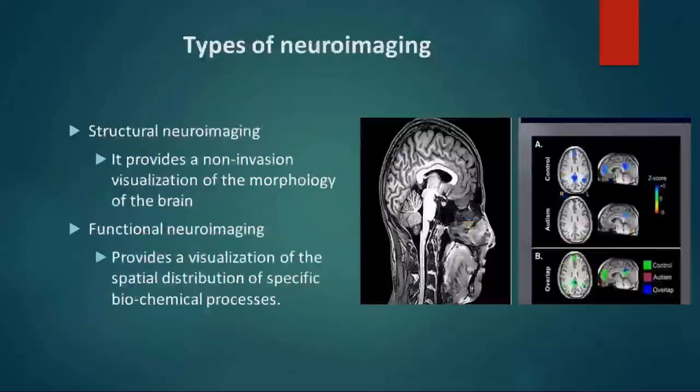So we'll have a look at the types of neuroimaging. We have two main types of neuroimaging: structural neuroimaging and functional neuroimaging. Just as their name implies, structural neuroimaging helps to provide a non-invasive visualization of the human brain, whilst functional neuroimaging provides a visualization of the spatial distribution of specific biochemical processes in the human brain. From the first scan, we could see that we can actually visualize the structures of the brain. However, the second image provides a detailed visualization of the various specific biochemical processes in the human brain.